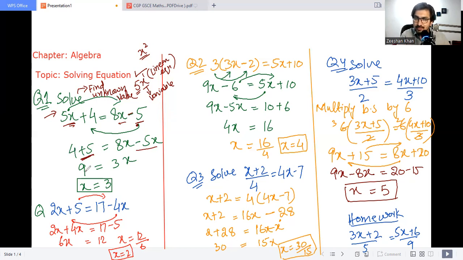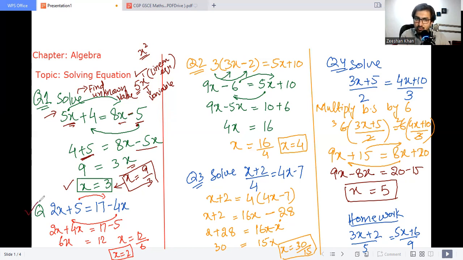So 4 plus 5 is 9 and 8x minus 5x is 3x. Now we want to find x. Here x is in multiplication with 3, so we will divide both sides by 3. So x will become equal to 9 by 3. When we divide 9 by 3, we get 3. So 3 is the answer. We found the answer, and this is what we were solving for, to find the unknown. So x was the unknown and we got that.